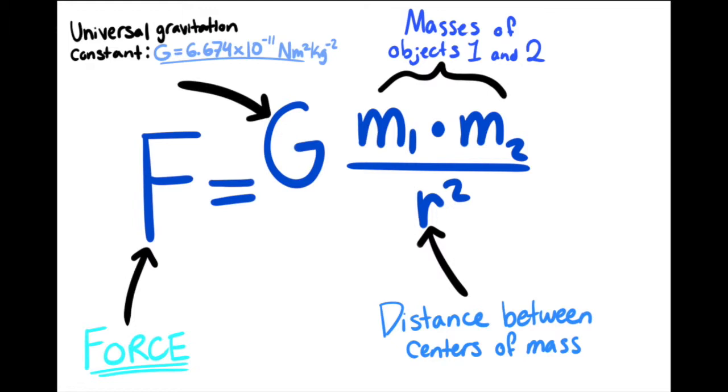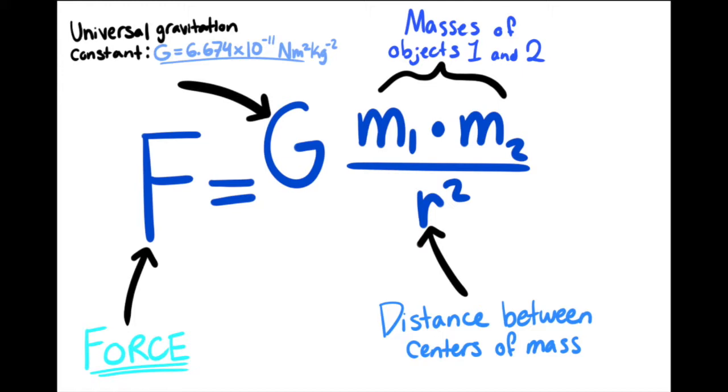The equation used when determining the magnitude of gravitational force between two objects is F of g equals G times m1 times m2 over r to the power of 2. Unlike force equals mass times acceleration, the F of g equals G m1 m2 over r to the power of 2 equation uses two more variables.